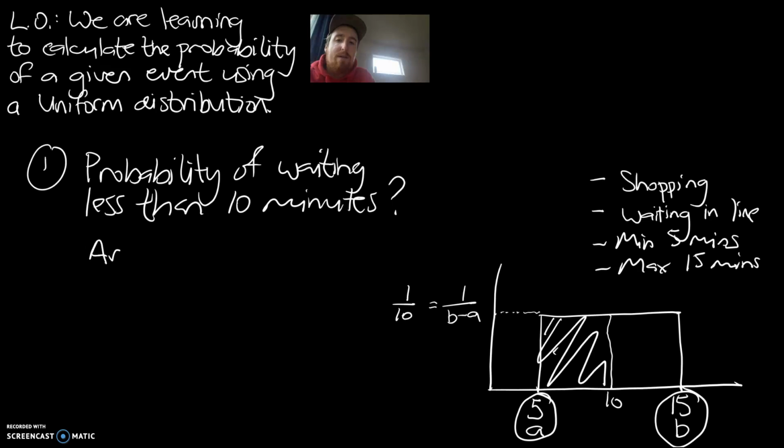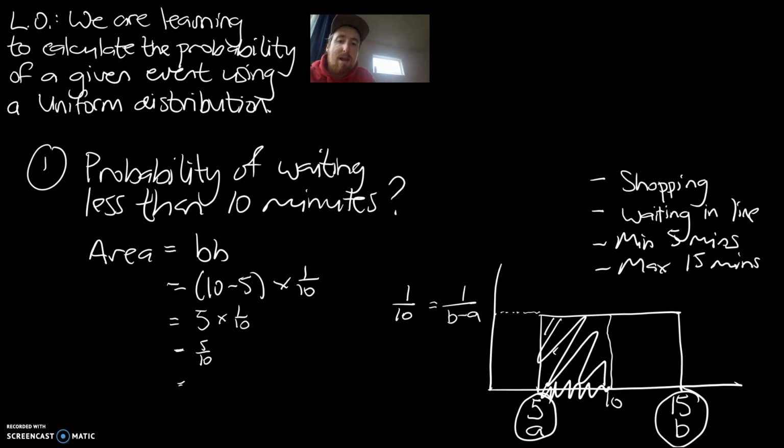The area of that portion is equal to base times height. The base is 15 minus 5, because that's the difference in that shaded area, and we need to times that by the height, which we already figured out was 1/10. So that is 5 times 1/10, 5 over 10, and that comes down to 0.5. That means the probability of waiting less than 10 minutes in that supermarket line is 0.5, or half the time. So let's change pen colors.